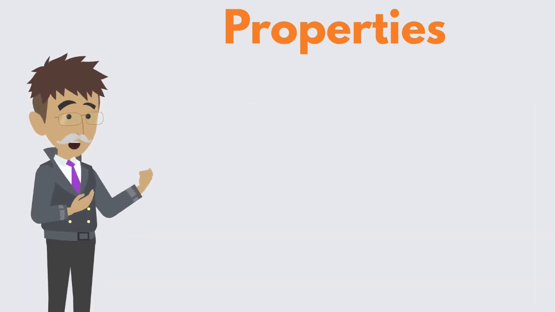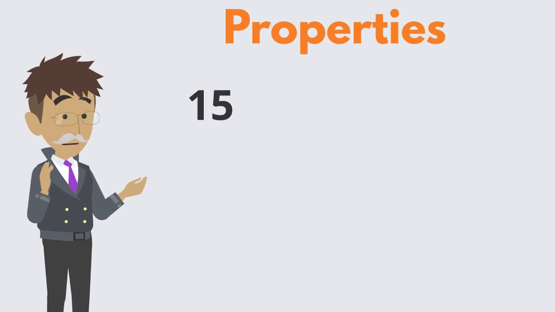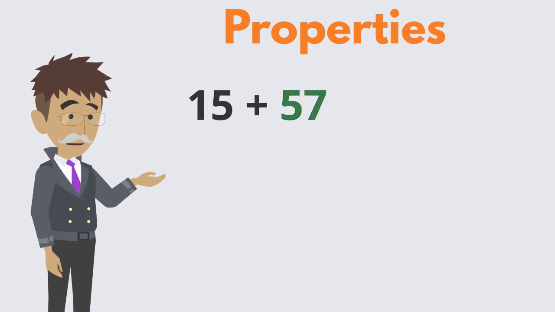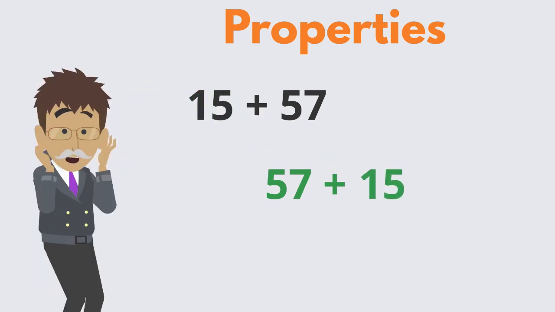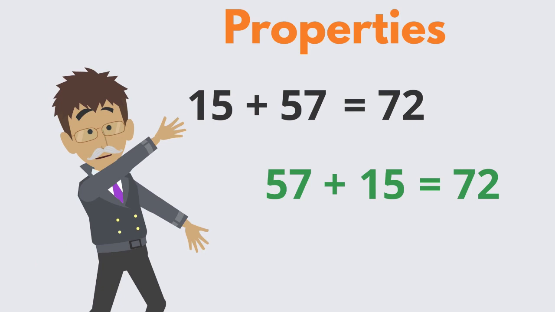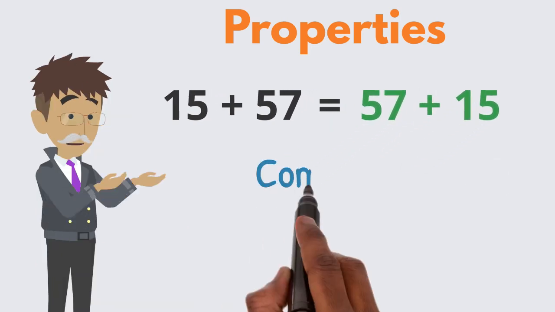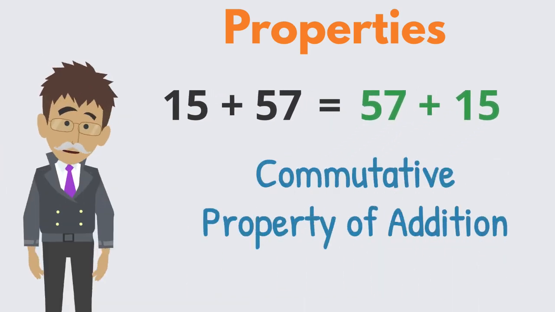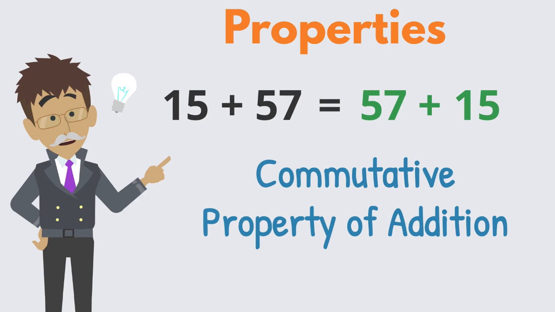For example, let's say we have 15 plus 57. If we switch the order and write it as 57 plus 15, guess what? The answer is still the same, which is 72. We call this the commutative property of addition. It's useful to rearrange added numbers to make adding easier.